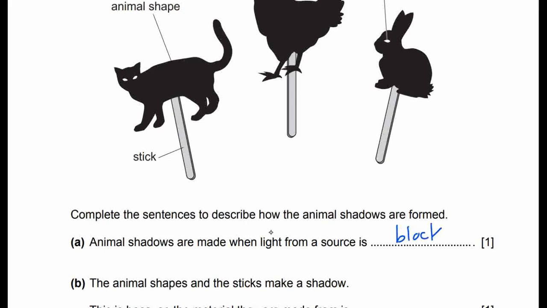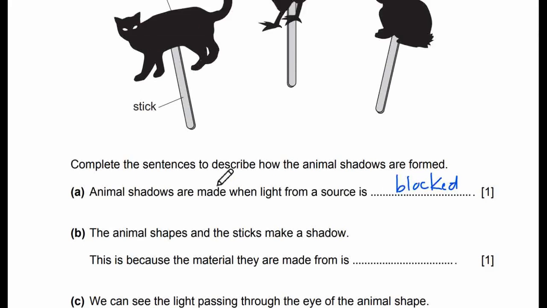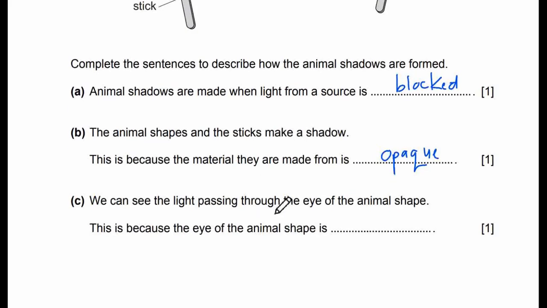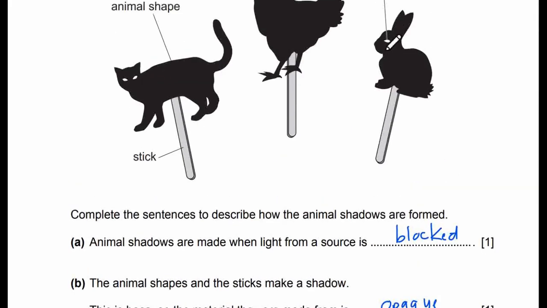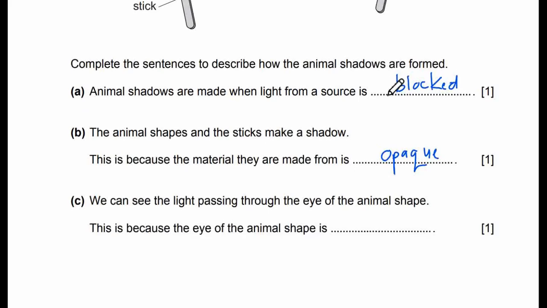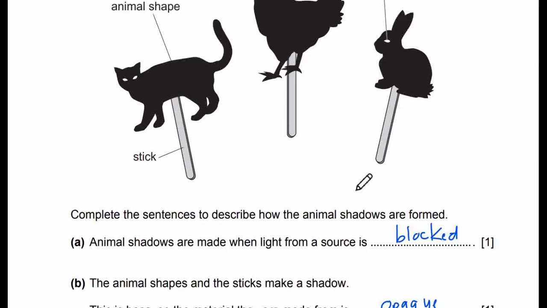So that's how a shadow is formed. The light is blocked. The animal shapes and stick make a shadow. This is because the material they are made from is opaque. It's not transparent. That's why it can block the light. The light cannot pass through opaque material. You can see light passing through the eye of the animal shape, because there's a hole in here. So this is because the eye of the animal is transparent, or it can be made from plastic. That's why the light can pass through here.